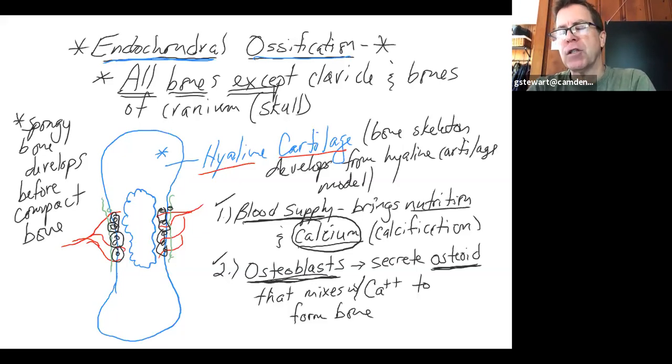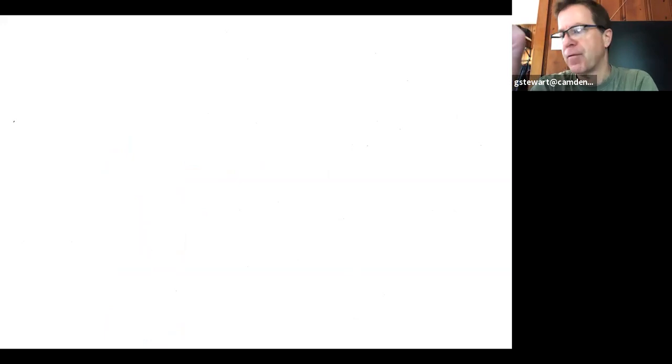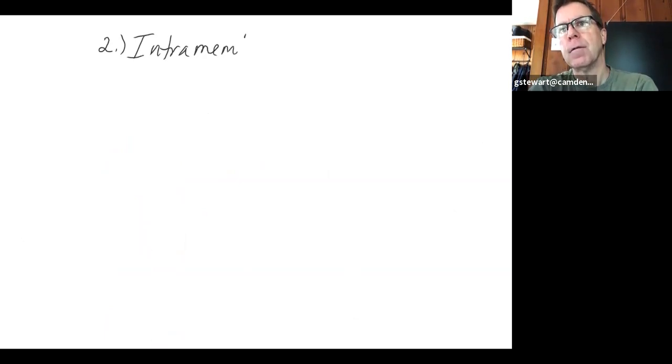Now I'm going to switch to the second type of embryonic ossification. So I'll save this board in case you need me to go back to it and just layer over the top of it. The second type of embryonic ossification is called intramembranous ossification. It's a big word that's not that difficult to understand. I'll decipher it for you.